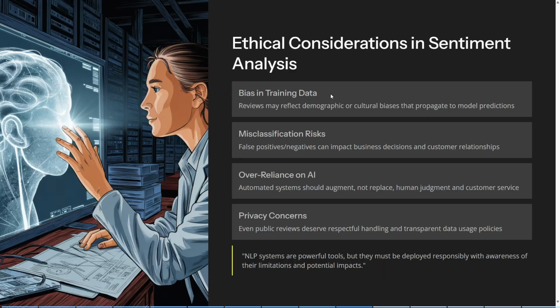As for the second, incorrect classification could lead to misleading insight for business. So false positives and false negatives can impact business decisions and customer relationships. We want to make sure that any positive reviews are actually positive reviews. If they're negative, let's stay with the negative to make sure we can improve.